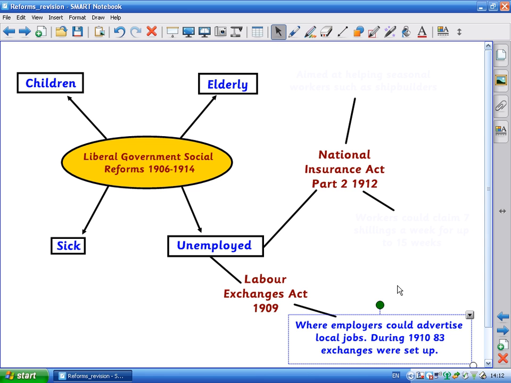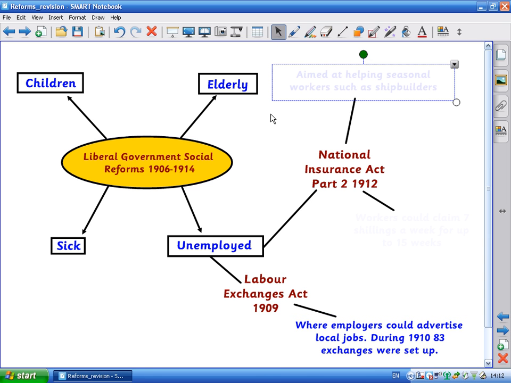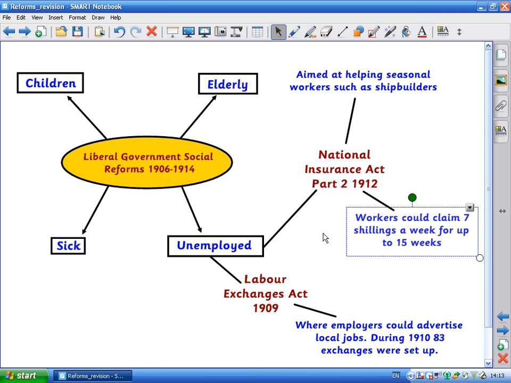Now the next thing was the National Insurance Act, Part 2 of 1912. Now this was aimed at helping seasonal workers like shipbuilders, people in the building trade, where you'd have a project for 9 months of the year, but then for 3 months, once your ship was built or your building was built, you'd be out of work again, so you'd be stuck with no income. Essentially, you paid into an insurance scheme, and it meant that you could claim 7 shillings a week for up to 15 weeks of the year when you were unemployed.